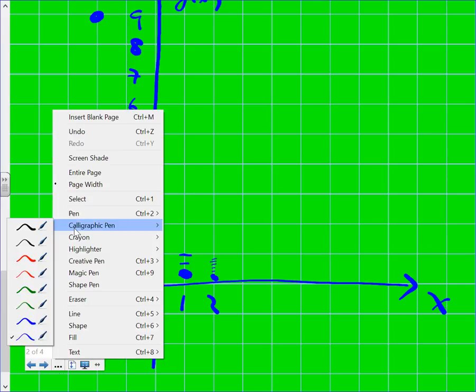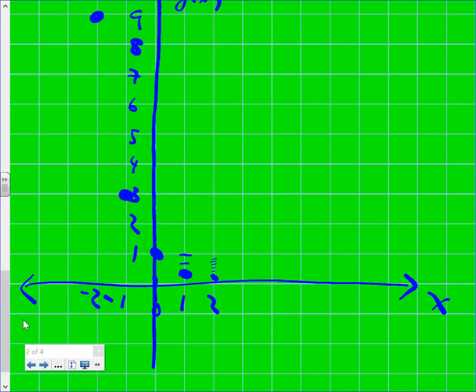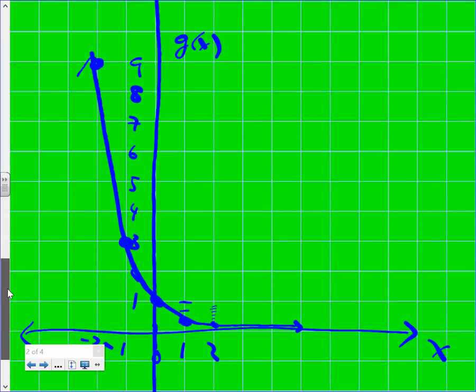Let's draw our curve. Coming down. Curve in like a half pipe for your skaters out there. Closer and closer to the x-axis, but without ever touching it. I'm going to put an arrow up here because that goes to positive infinity.